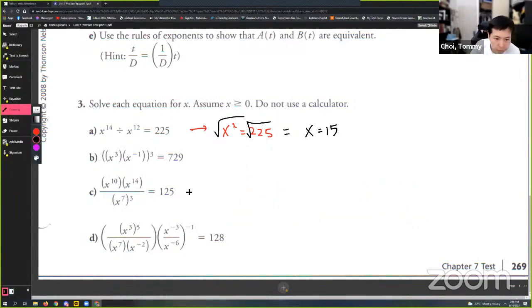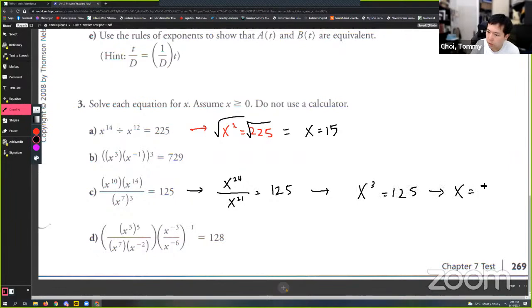So we get x to the 24 over x to the 21 equals 125, which gives us x cubed equals 125, which gives us x is equal to 5. And so that's the process. And then D is just overly complicated, right? But it's the same idea. You follow the same rules, and you should be able to get your answer.